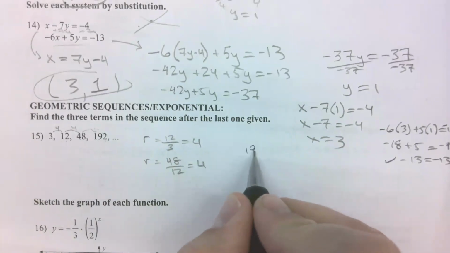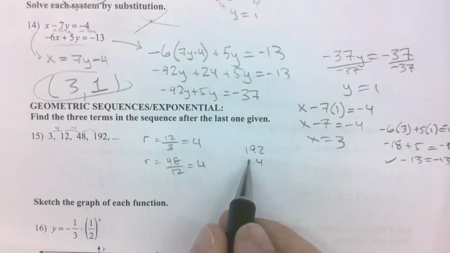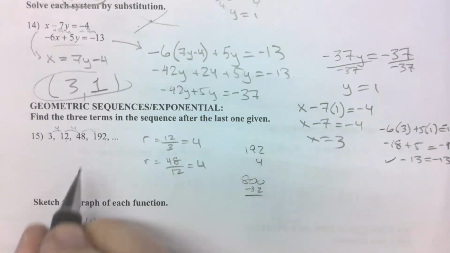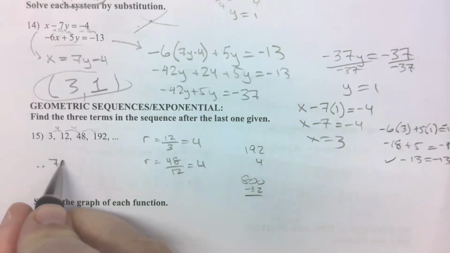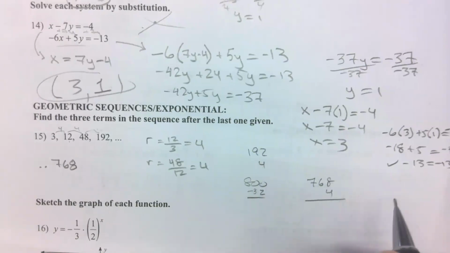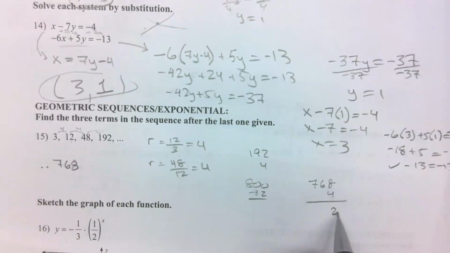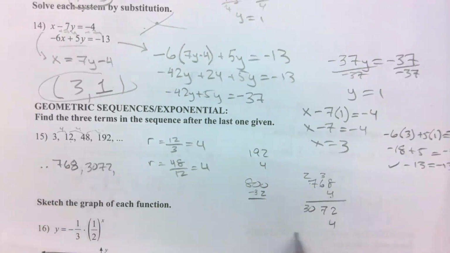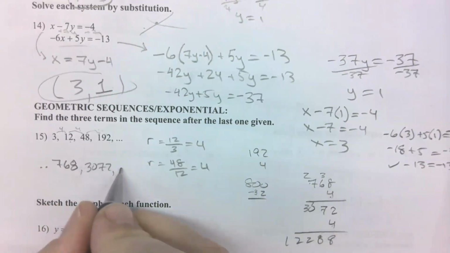All right, so 192 times 4. Well, that one's kind of easy because it's really 200 times 4, so it'd be 800. But I'm 8 shy of this, so 4 times 8 is 32 shy of that. So the next number would be 768. And then if I multiply 768 by 4, that's a little bit harder, but let's do it the long way. 4 times 8 is 32, carry the 3. 4 times 6 is 24, plus 3 is 27, carry 2. 4 times 7 is 28, plus 2 is 30. So 3072. And if I do that times 4, I'm going to have 8, and that's 28, carry 2, and that's going to be 12.